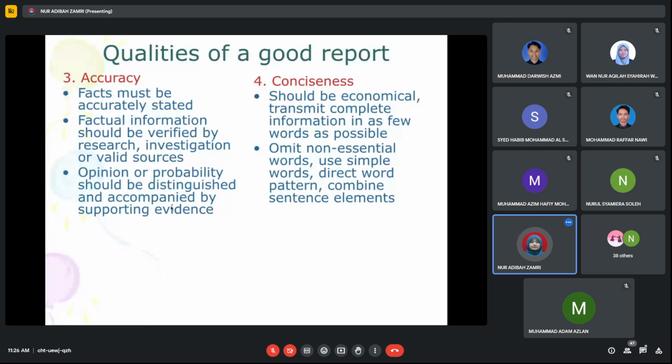Opinion or probability should be distinguished and accompanied by supporting evidence. Okay, so the idea or the fact that you're going to have in your proposal must be accurate. If you use someone's idea or someone's point, then you have to cite.